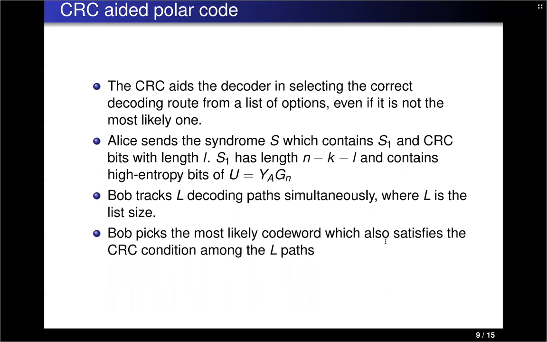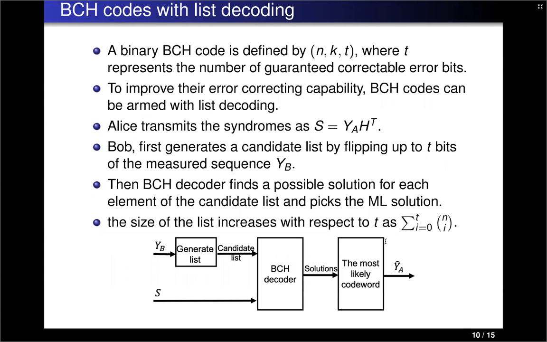And Bob tracks L decoding paths simultaneously, where L is the list size. The complexity of the decoder increases linearly with L. So as we increase L, the complexity also increases linearly.